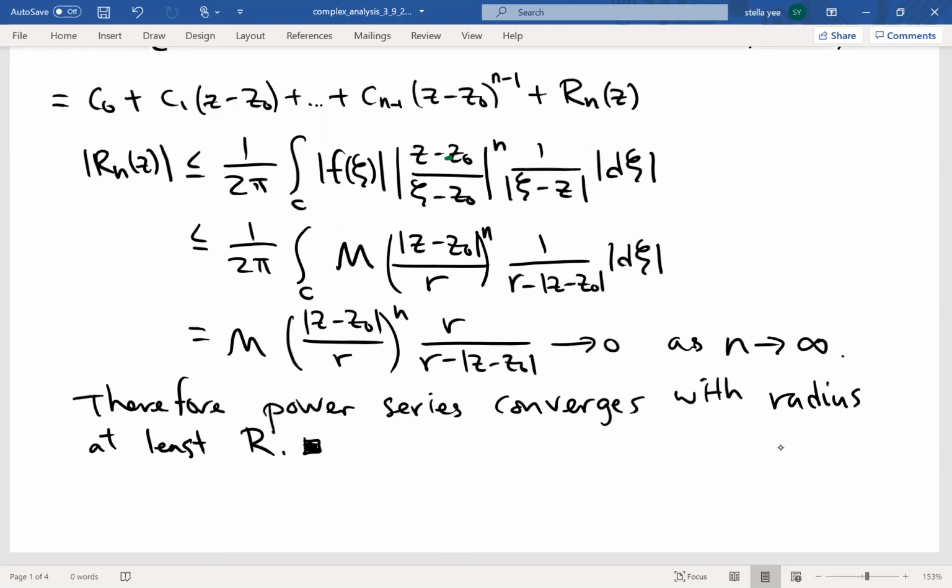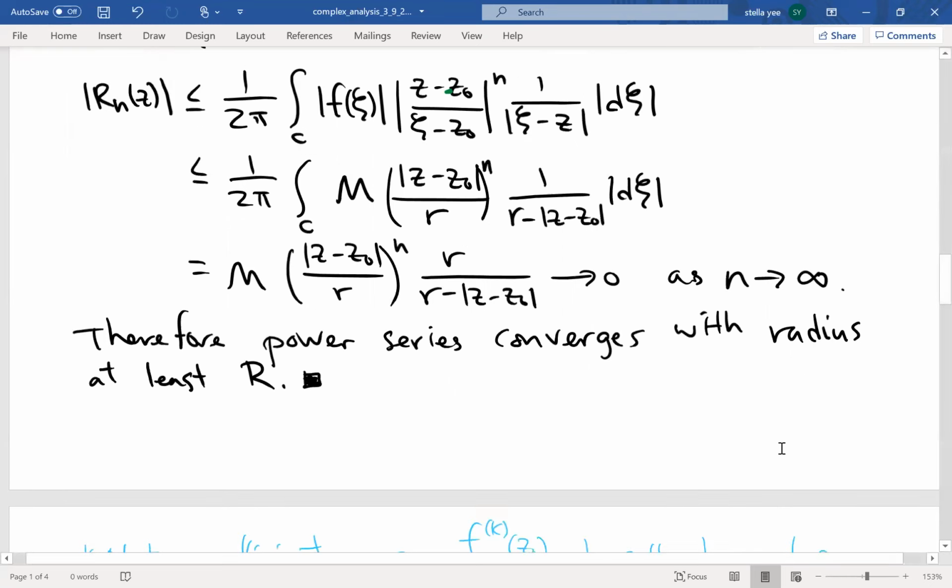As n goes to infinity, the only thing that's changing is this factor right here. Note that the distance from z to z naught is less than the distance r. So this is getting smaller and smaller as n goes to infinity, so these terms are going to 0. This thing does converge. Okay, so we get that the power series converges with radius at least big R.